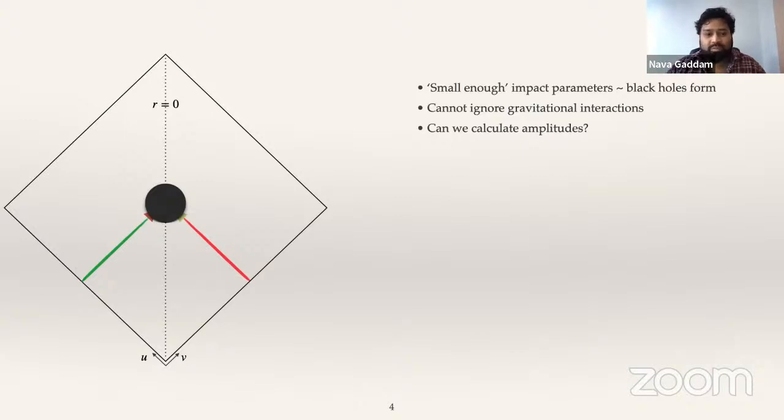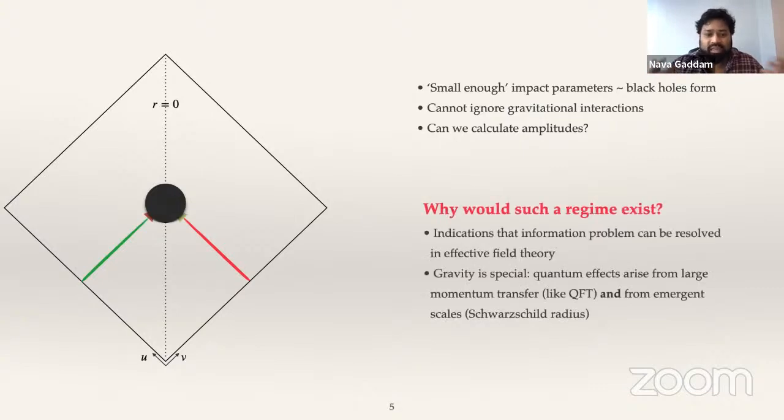And the basic question is, can we calculate these amplitudes? So one might ask, when there are such nonlinear effects of gravity, why do we expect that we can even calculate anything? Why should such a regime exist where you can actually calculate something in effective theory?